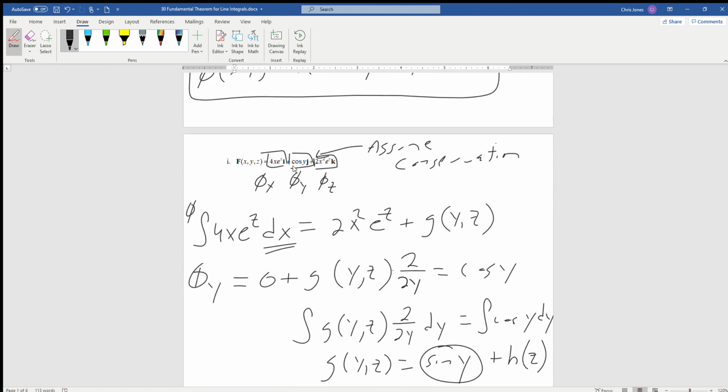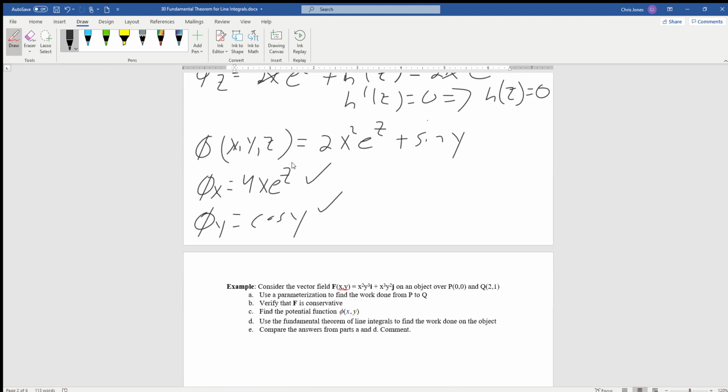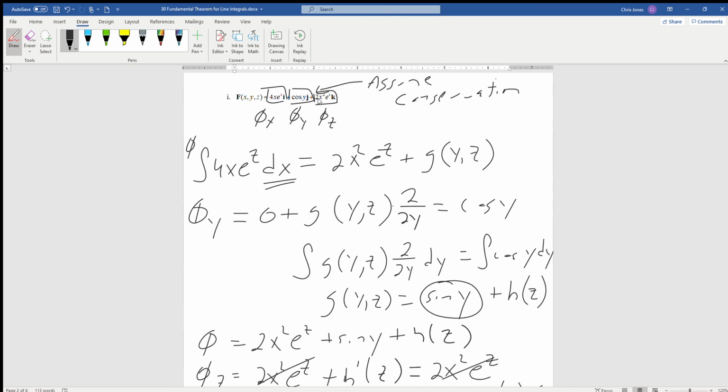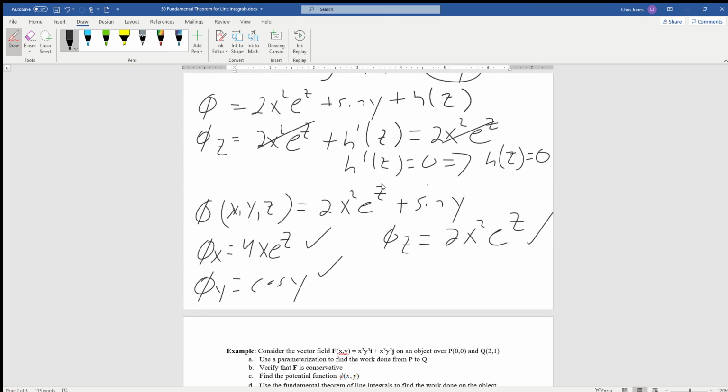And then finally, the partial with respect to z, the derivative of e to the z is e to the z, so we get 2x squared e to the z. And I think that was our coefficient of k. If we go back up here, 2x squared e to the z. All right, so again, every time you find these, you should take the partials just to make sure that you get the correct answer. It couldn't hurt. It's easy to take our partials.